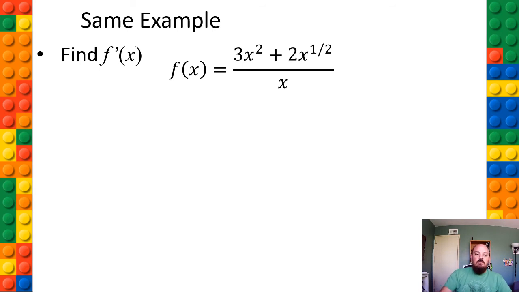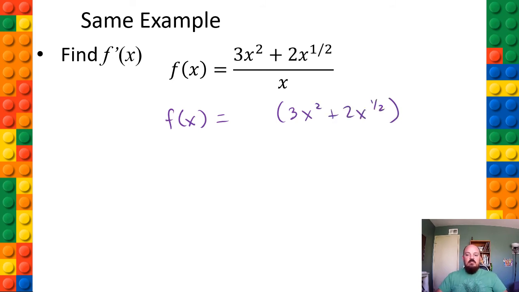But let's do this. I'm going to leave this as f of x. This is not finding the derivative yet. But what I'm going to do, and I showed you this trick earlier, I'm going to leave the top, 3x squared plus 2x to the 1/2 power. And instead of dividing by x, I'm going to think of it as multiplying by x to the -1, because that's what negative exponents are. It turns something into a reciprocal.